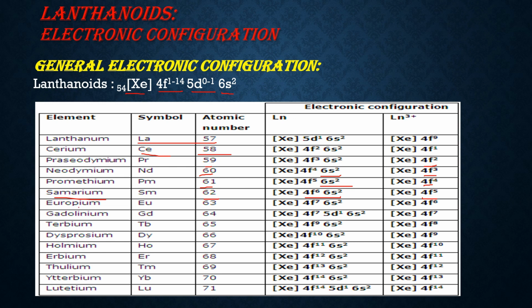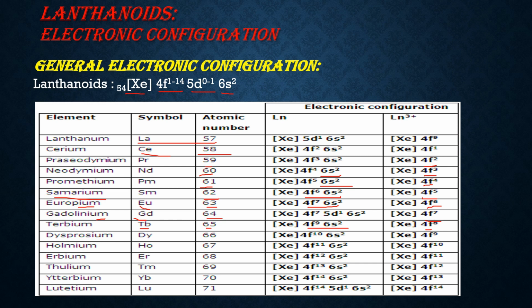Now europium, symbol Eu and atomic number 63, configuration 4F7 6S2, plus 3 configuration 4F6. Now the next is gadolinium, symbol is Gd, atomic number is 64, configuration is 4F7 5D1 6S2 and plus 3 configuration is 4F7. Terbium. Terbium having symbol Tb, atomic number 65, configuration 4F9 6S2 and the plus 3 ion configuration is 4F8. Next is dysprosium.